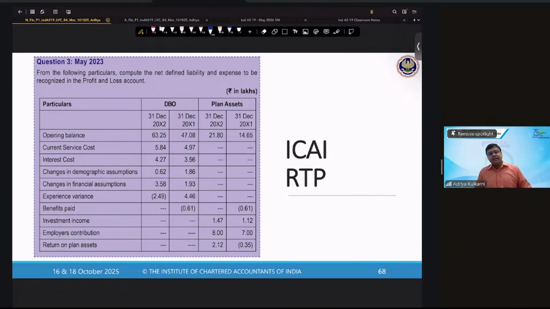Any doubts in this question? It is a very, very wholesome summary question. Please go through this. This one question should be able to satisfy everything as far as post-employment obligations are concerned.